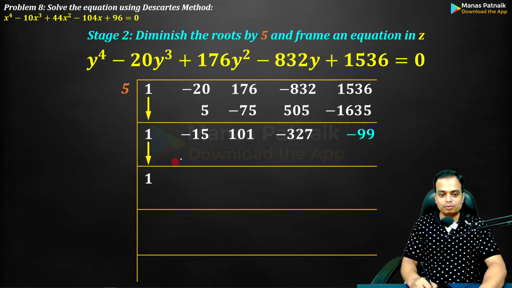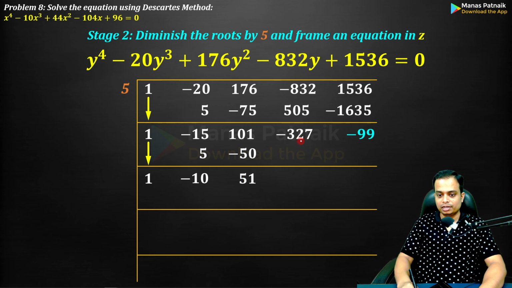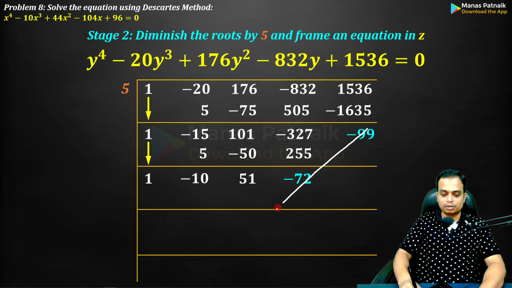Copy paste again. 5 into 1 is 5. Now this boils down to minus 10 into 5, minus 50. This is 51 into 5, which will give you 255. Okay, minus 327 plus 255 minus 72. You need to stop here. I mean, this is how you are going to get the results.